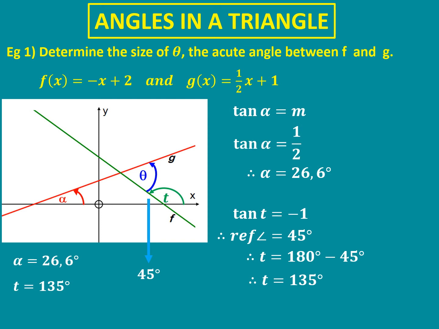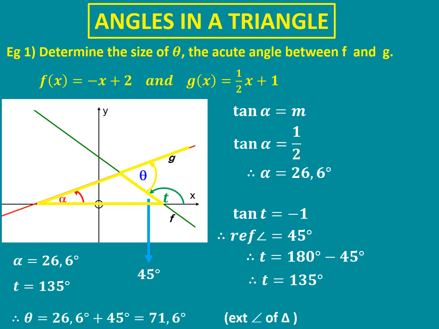All right, now we still need to work out theta. So back to my yellow triangle from the beginning. And theta on the outside is actually the exterior angle of that triangle. And the exterior angle is equal to the interior opposite angles. So it's equal to angle alpha plus that new angle indicated with the blue arrow. So it's 26,6 degrees plus 45 degrees, giving me a total of 71,6 degrees. And I've used exterior angle of a triangle, but I don't actually need to state that reason.